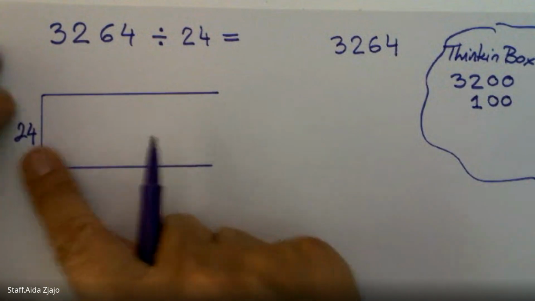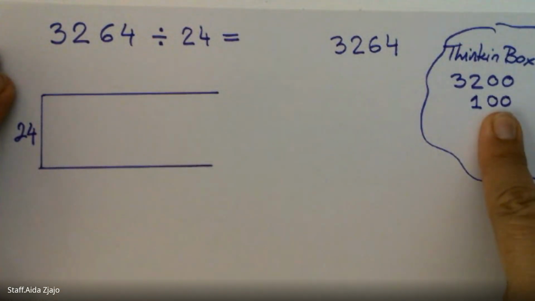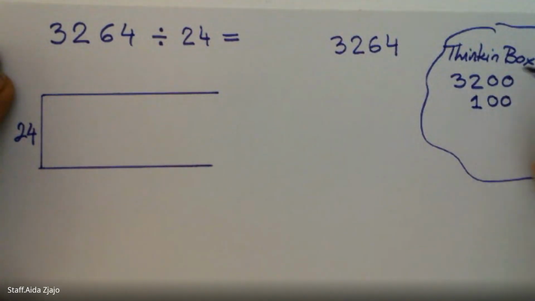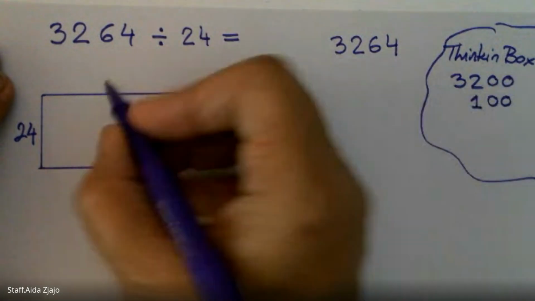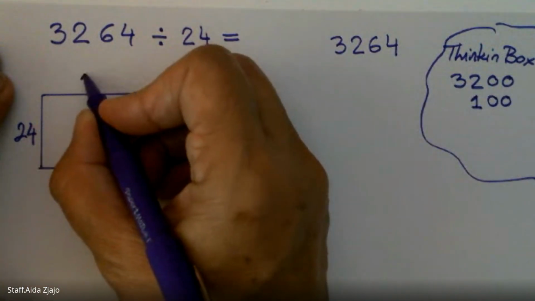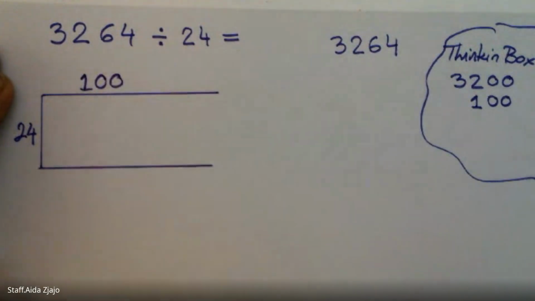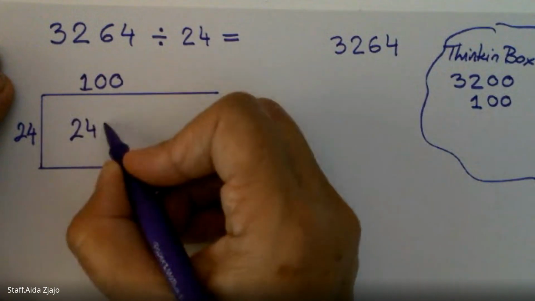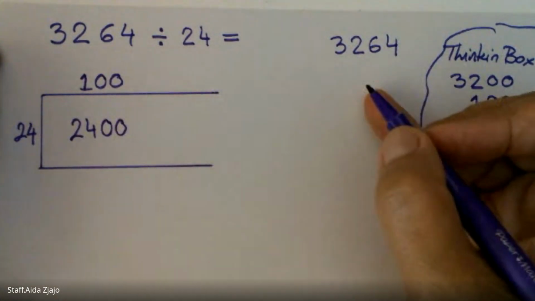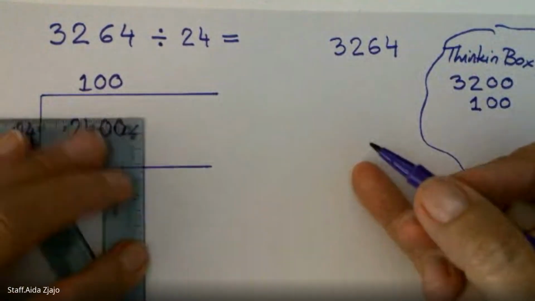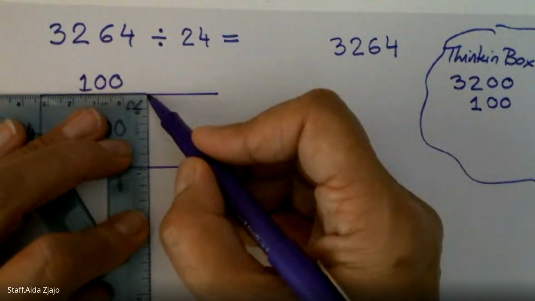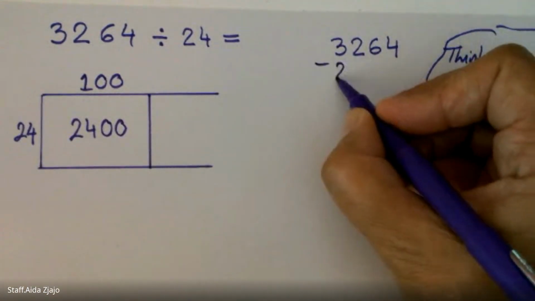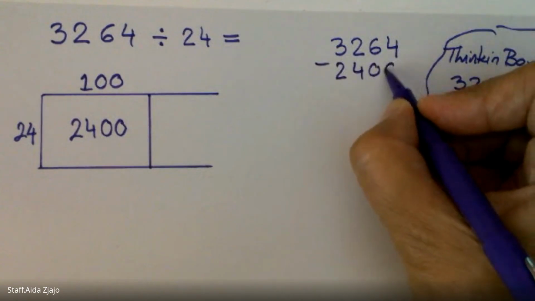So 24 times 100 is going to be 2,400. Okay, so it has to be 100. So 24 times 1 is 24, and add 2 zeros, 2,400. And I am very close to how much I take off. So I took off 2,400.